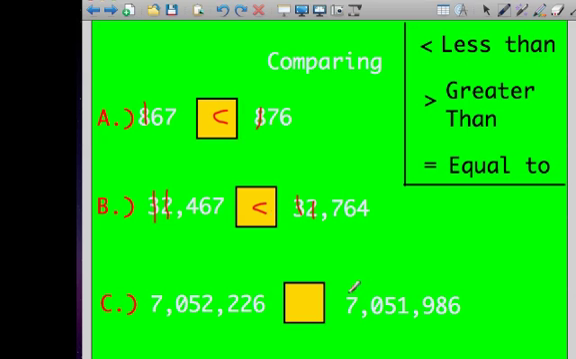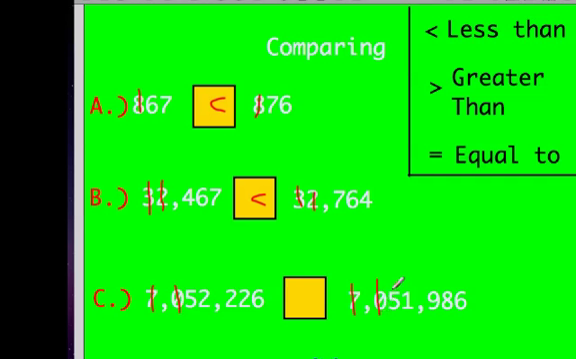The last one is a bigger number, same process. Don't panic with the big numbers. Just take your time on them. The 100,000s place isn't going to help us. The 10,000s place isn't. But the thousands place is. So 7,052,226 is going to be greater.